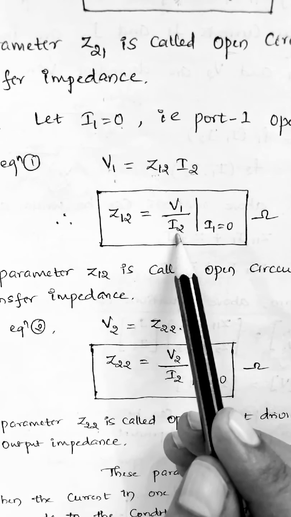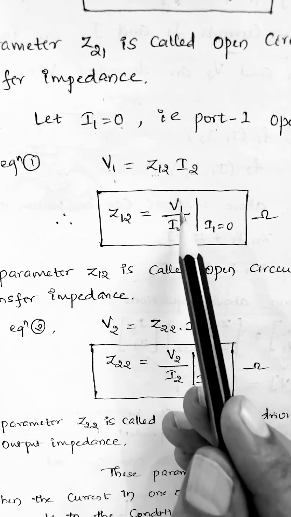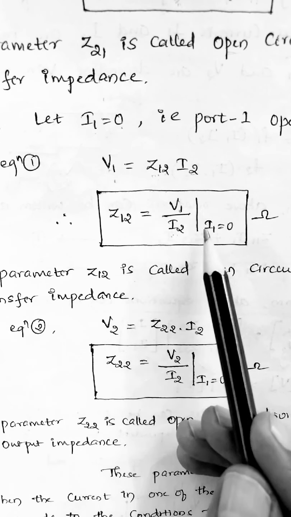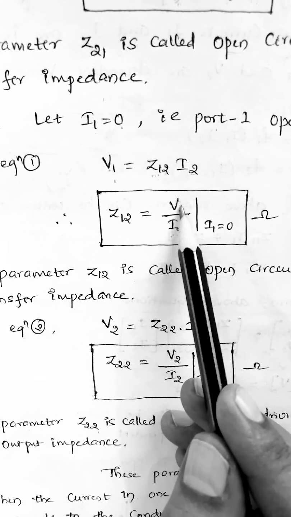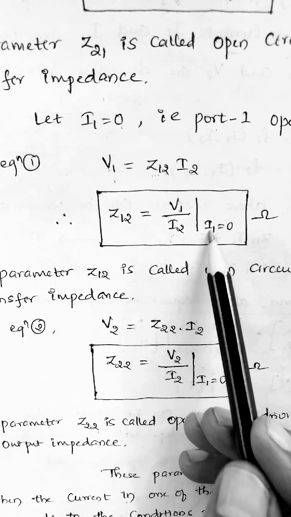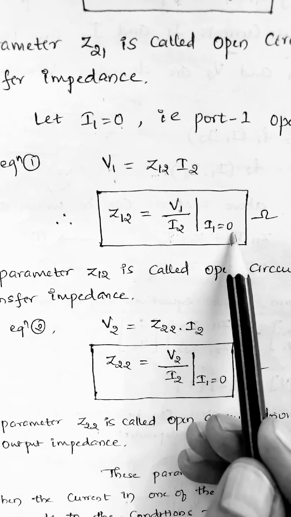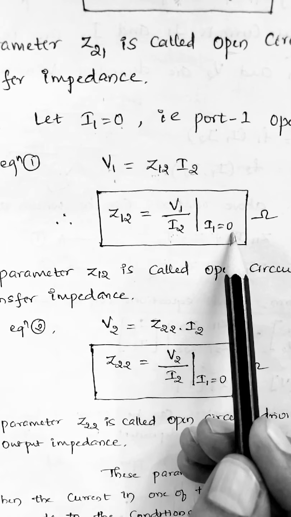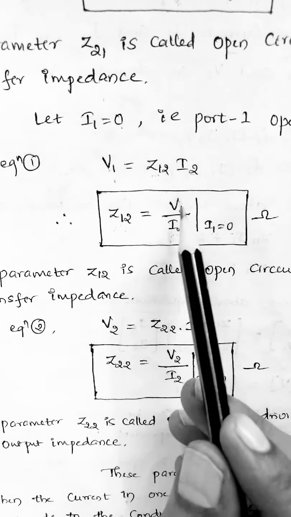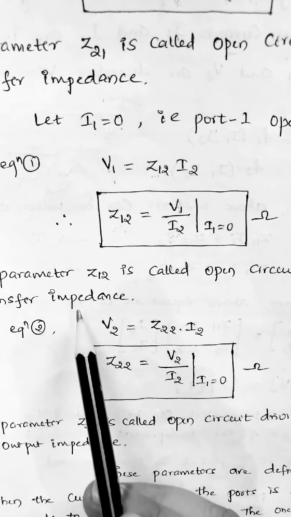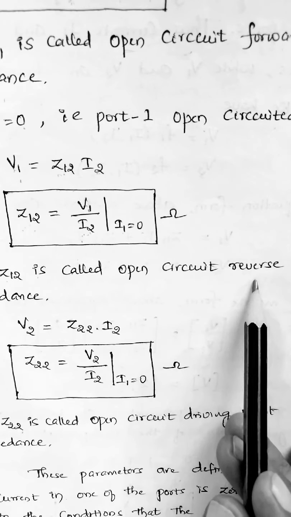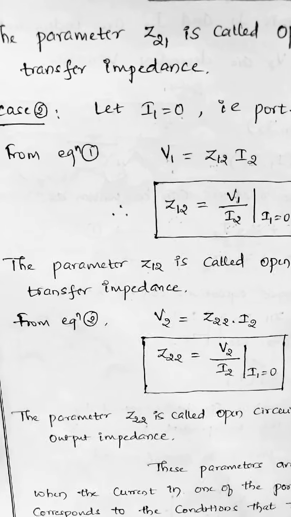V1 by I2. Observe here, V1 is the parameter present at the input, and I2 is the parameter present at the output. Hence, input parameter divided by output parameter means it is reverse transfer. We get this when we make I1 equal to 0, which means port 1 is open circuited. So the parameter Z12 is called the open circuit reverse transfer impedance.